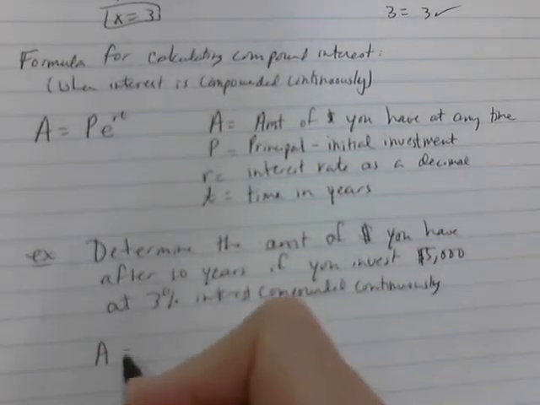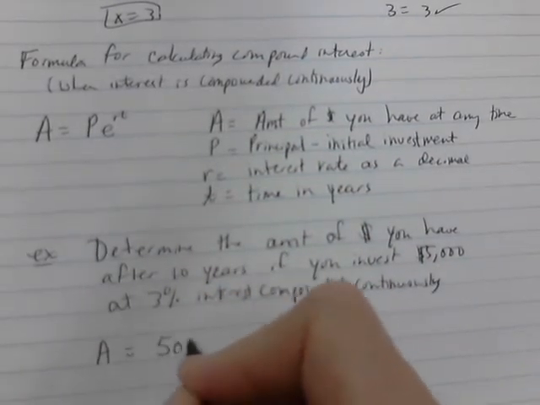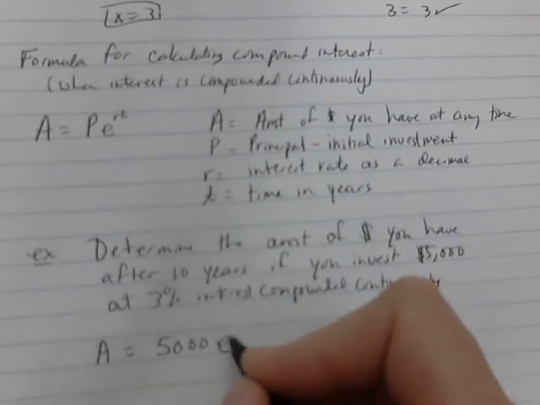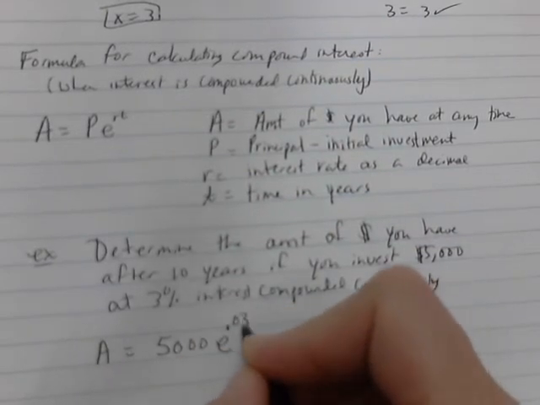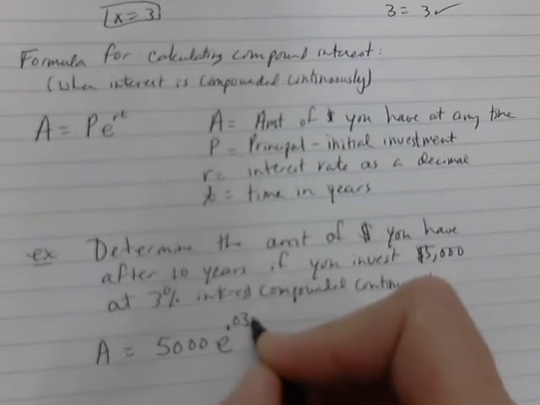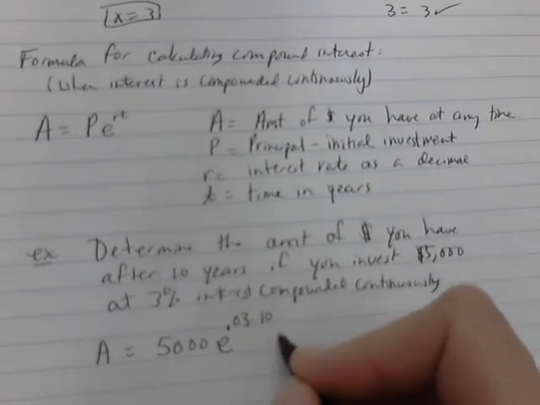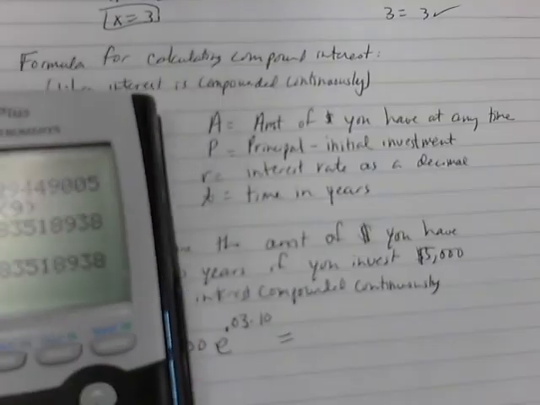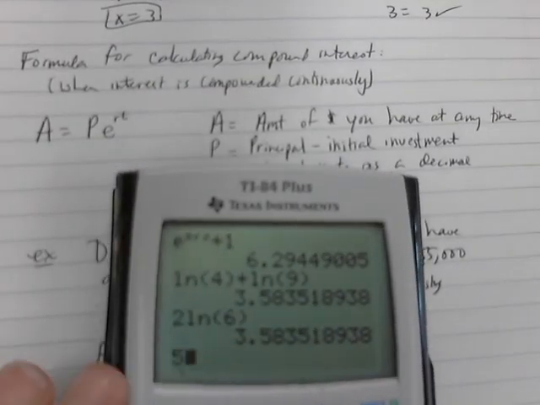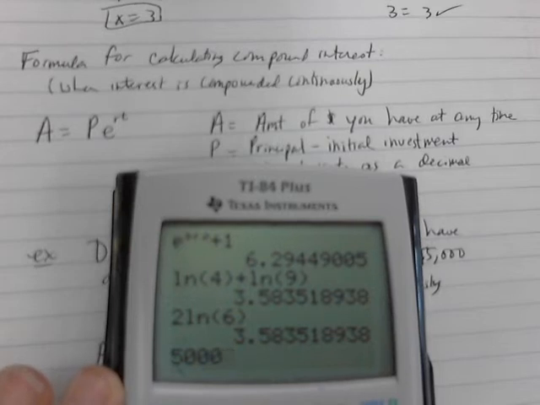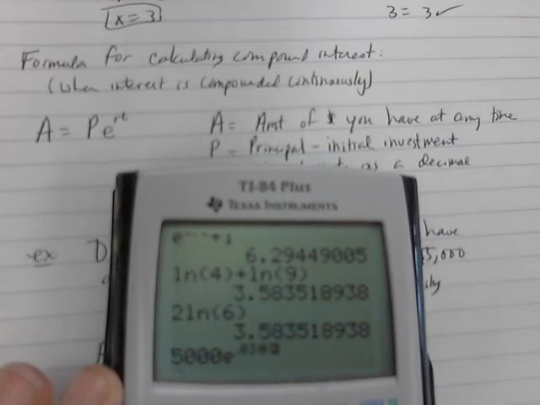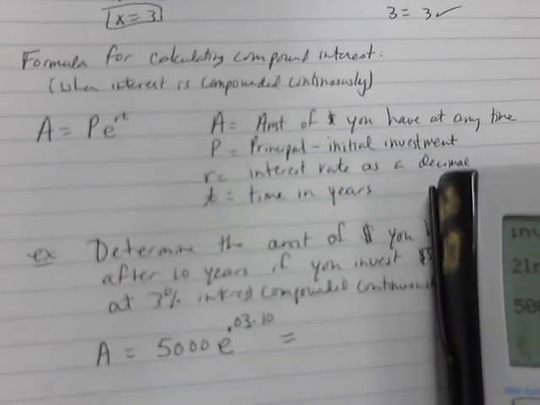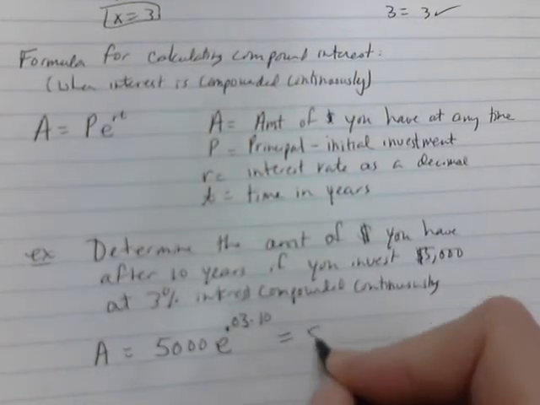The amount of money that you're going to have is you have $5,000 of principal. You multiply that by e to the power of 3%, which is 0.03, so r is 0.03, and the amount of time is 10 years. So all you have to do is plug that into your calculator and figure out how much money you would have. So that's $5,000 times e to the power of 0.03 times 10, which is $6,749.29. Exactly.